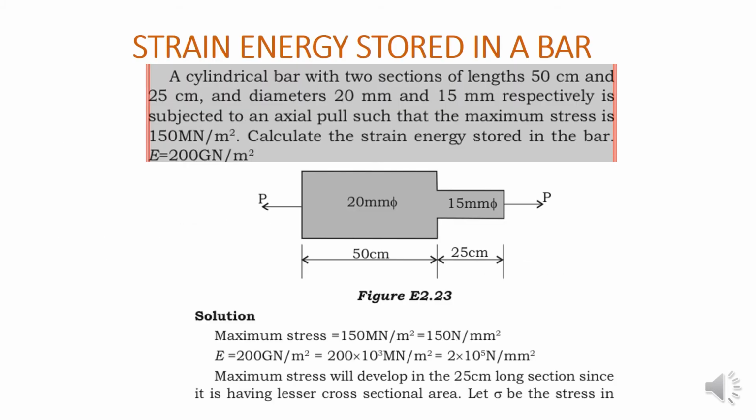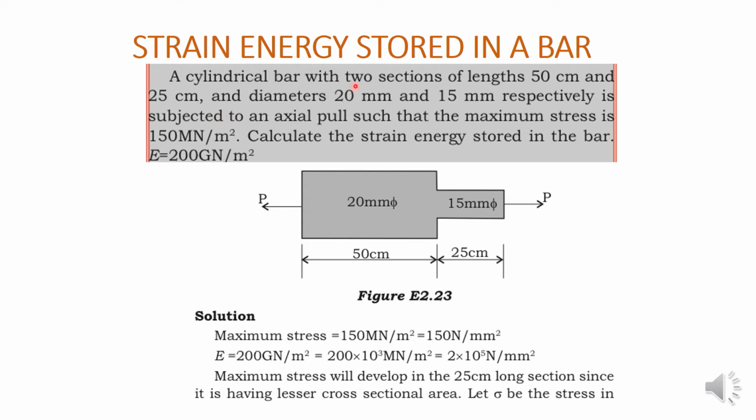Now the next topic is strain energy stored in a bar, which is the total energy for doing a particular work, and which is stored as internal energy in a bar. So the equation for strain energy is sigma square divided by 2E into volume of the bar, where sigma is the stress, E is the Young's modulus and V is the volume of the bar. So let's discuss a problem.